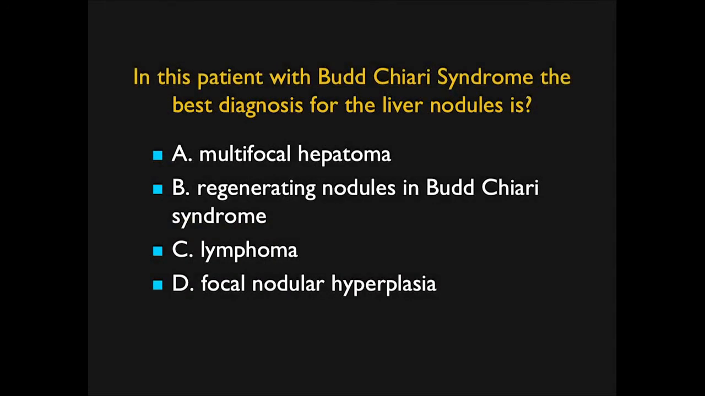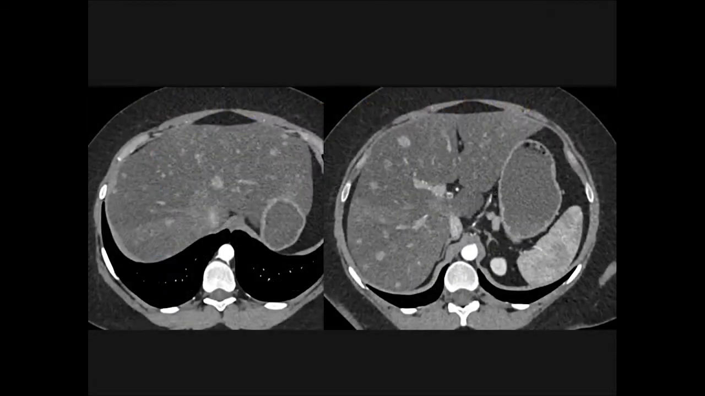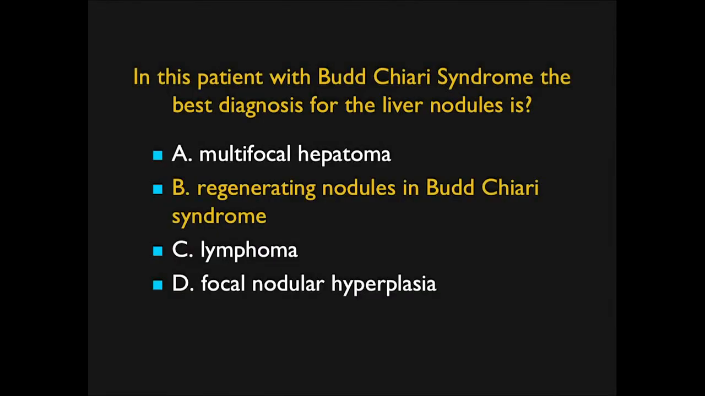In this patient with Budd-Chiari Syndrome, what are the liver nodules? You see multiple hepatic nodules, and of course you could say maybe it's multifocal hepatoma. Maybe the patient has immunosuppression, and maybe they have lymphoma. And maybe, just maybe, coincidentally, they have FNH. But the real answer is regenerating nodules. It's very common to get regenerating nodules in Budd-Chiari Syndrome. They're often multiple. They can be confused with hepatoma. They stay vascular on venous phase, and also if you compare the size from arterial to venous phase, it often will get bigger. So this was regenerating nodules in Budd-Chiari Syndrome, an important finding.